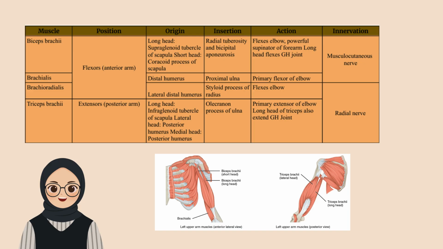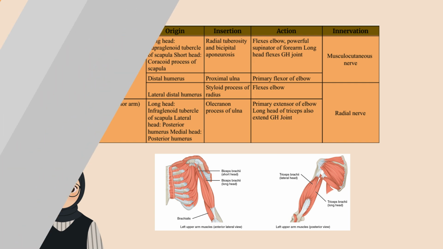And the last, triceps brachii. The position of triceps brachii is extensor, posterior arm. The origin: long head is infraglenoid tubercle of scapula, lateral head is posterior humerus, and medial head is posterior humerus. The insertion is olecranon process of ulna, and the action is primary extensor of elbow, long head of triceps also extends the GH joint, and the innervation is radial nerve.